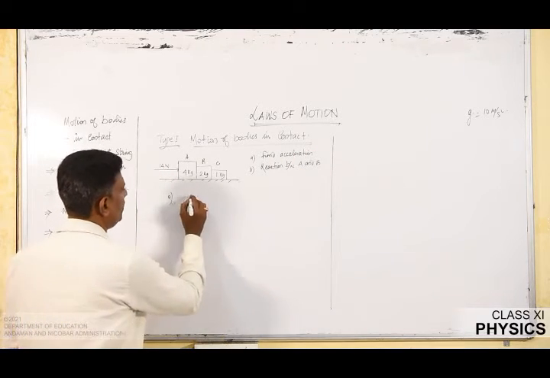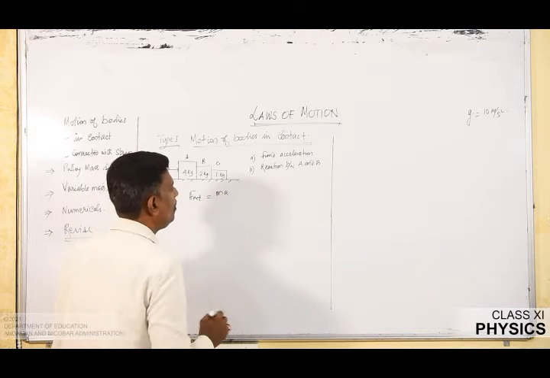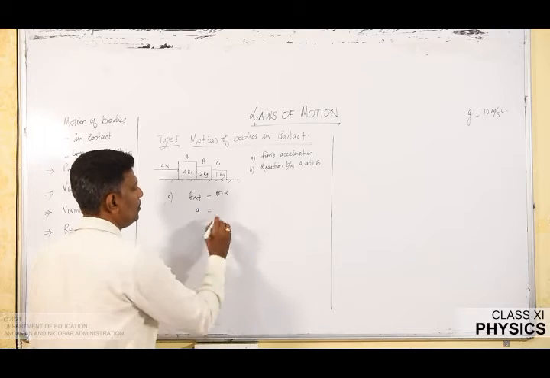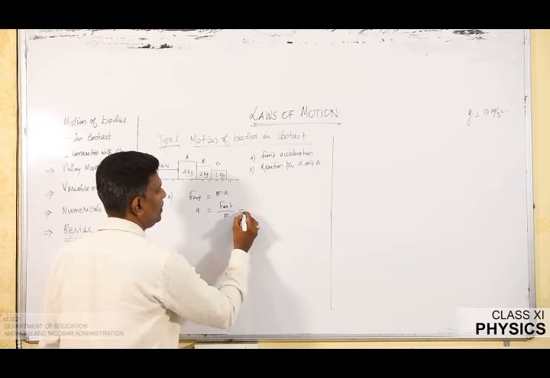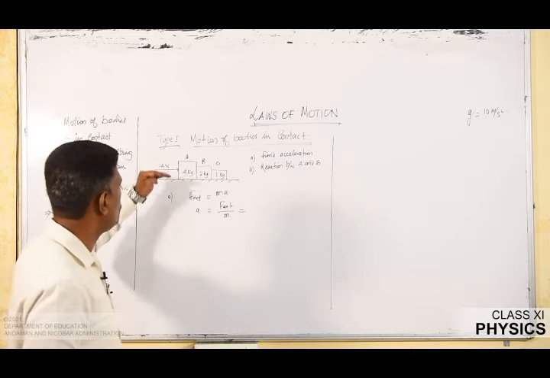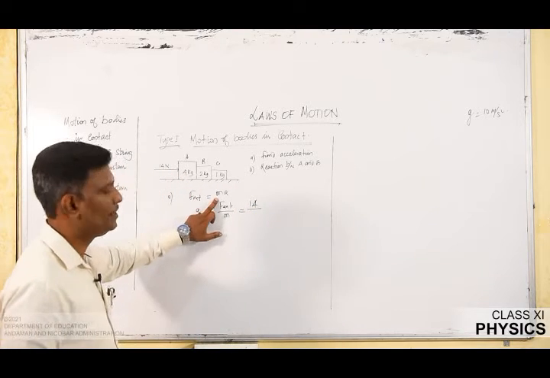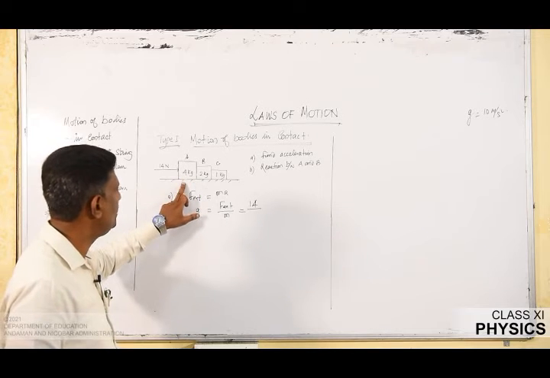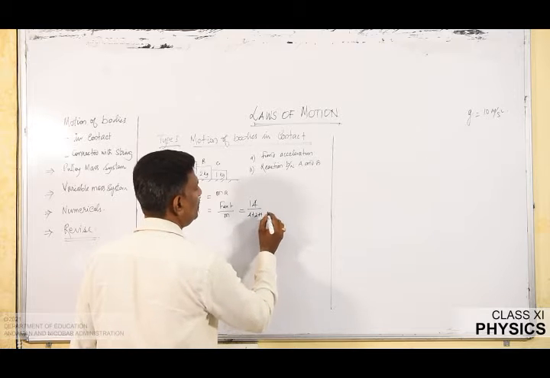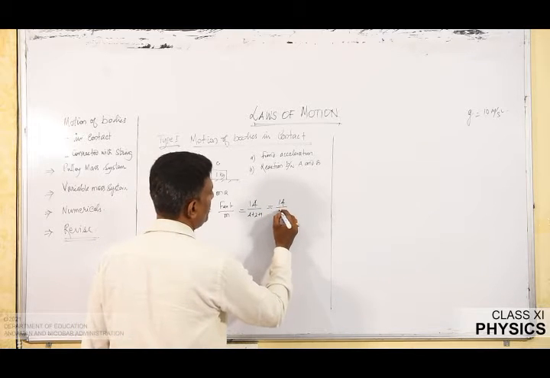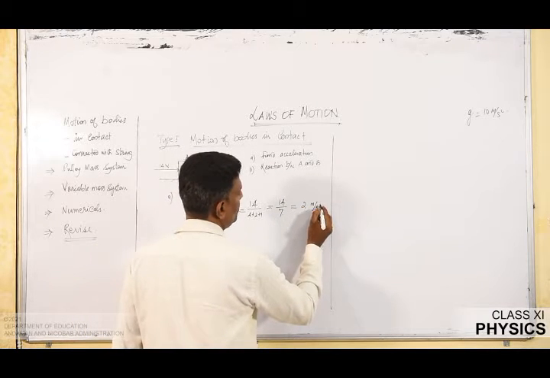We know the formula F external is equal to MA. Obviously, A is equal to F external by M. So the external force is 14 Newton here. So 14 divided by the total mass, that is 4 kg plus 2 kg plus 1 kg, 4 plus 2 plus 1, that we can write 14 by 7, that is equal to 2 meter per second square.